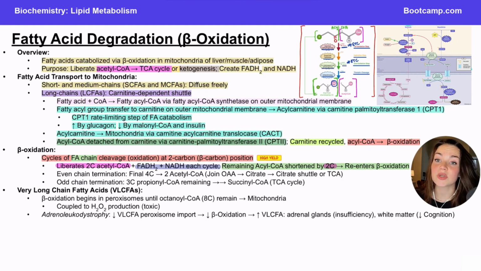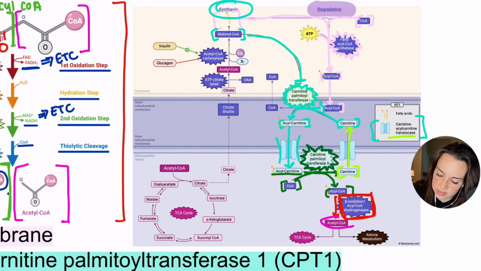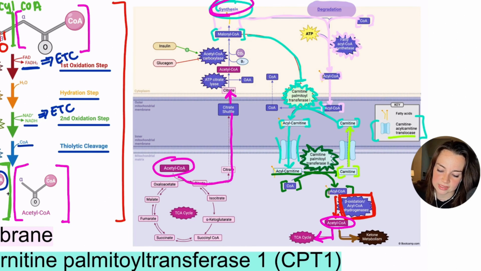If the fatty acid we started with had an even number of carbons, we'll keep running beta oxidation until there are 4 carbons left on the chain. And we'll split that final 4-carbon chain into 2 2-carbon acetyl CoAs. And those acetyl CoAs are free to join the TCA cycle or ketone metabolism, or go on to be part of the citrate shuttle, which we will talk about in the next video on fatty acid synthesis.